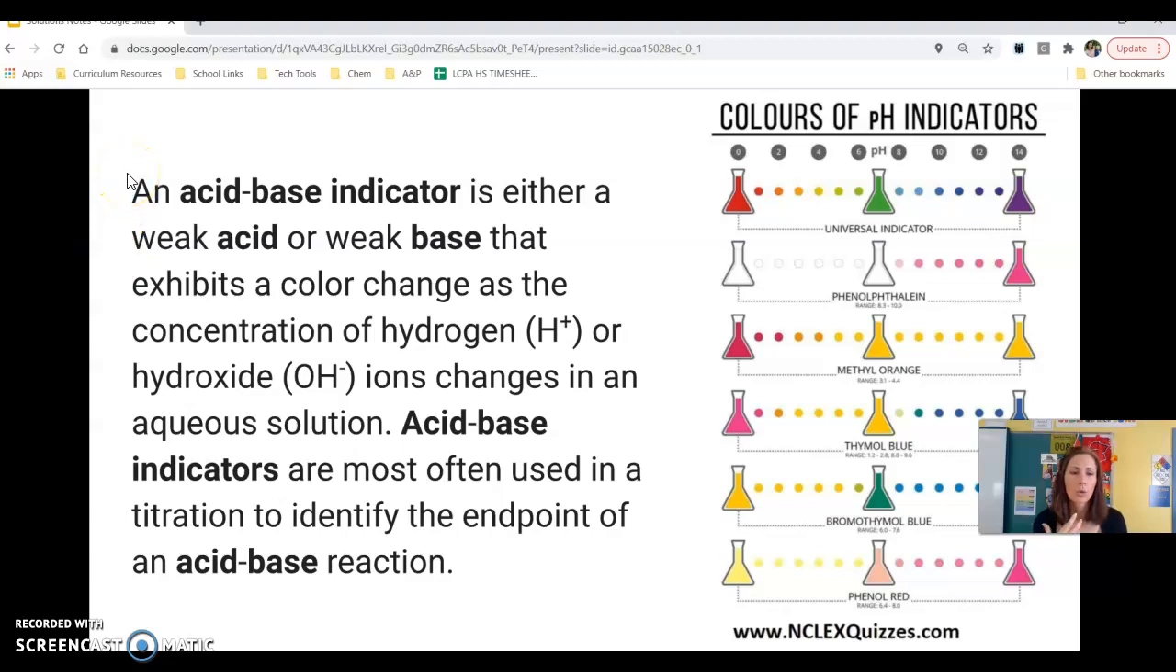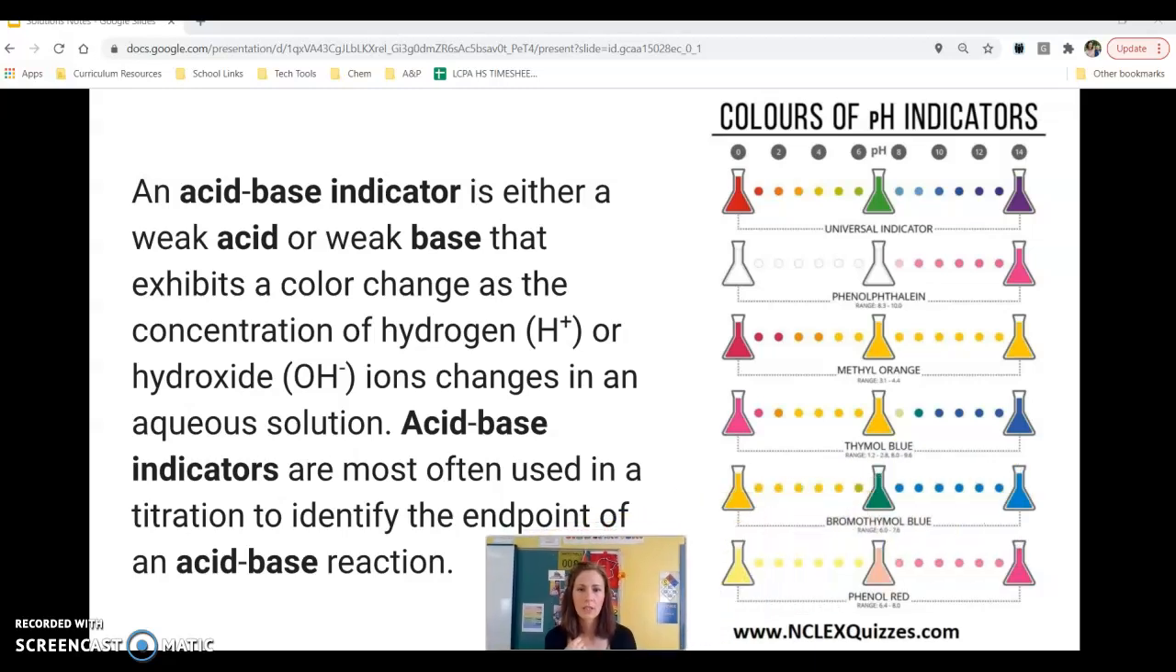So how do we know if we have an acidic or basic solution? We can use indicators. An acid-base indicator is usually a weak acid or base that exhibits a color change when hydrogen ions or hydroxide ions are present in solution. You've probably done this with litmus paper, where you put a pink piece of paper or a blue piece of paper in a solution, and if it turns blue, then it's blank. If it turns red, it's blank. Those were a type of indicator.